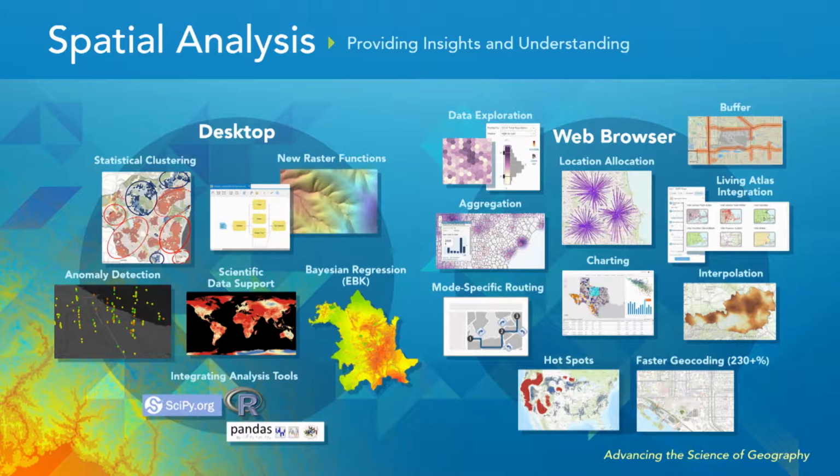But an interesting area for many of us is how do we take some of this traditional analysis and move it into the web? So now, directly from the web browser, you can do much of your basic GIS, from overlays and buffer, but also some more advanced stuff like location and allocation, aggregation, mode-specific routing, and integrating analysis tools for data analysis and exploration, and charting, and interpolation, and hotspot. What you'll see is increased focus for us on making analysis easier and more robust over time.